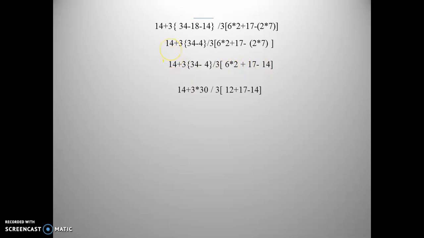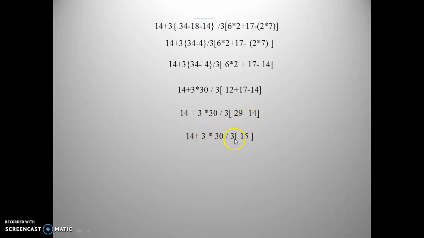So 14 plus 3 into 30. 3 into 30, this multiply sign, from where do we get it? If there is no sign between the digit and the bracket, the sign will be assumed as 'of', and 'of' stands for multiply. Here we have solved this 6 into 2, 12, plus 17 minus 14. After that this addition, 12 plus 17, 29. All the digits will be the same and the sign will be the same.